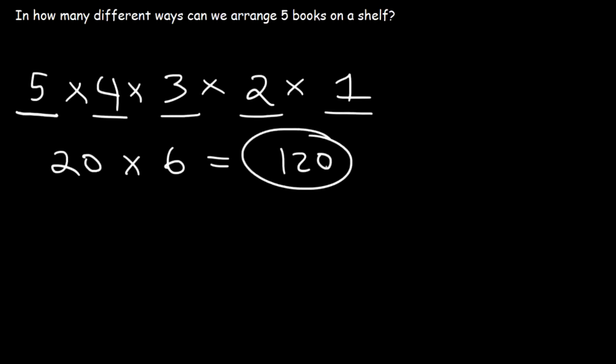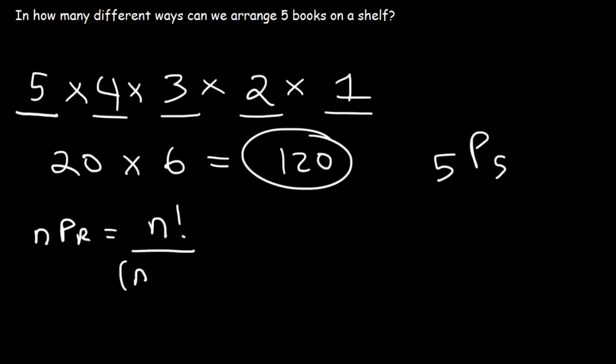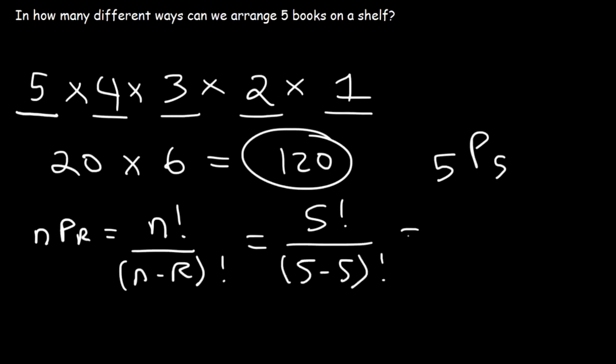Now, in terms of a permutation, here's how you can calculate it. First, you need to find out what is the total number of books. In this problem, we only have one number. The total number of books is 5. And we're choosing all 5 books from a group of 5. So it's going to be 5P5. Using the formula nPr is equal to n factorial over (n minus r) factorial, n is 5, but r is 5 as well. So this is going to be 5 factorial over 0 factorial.